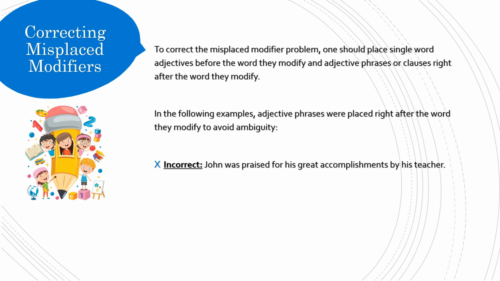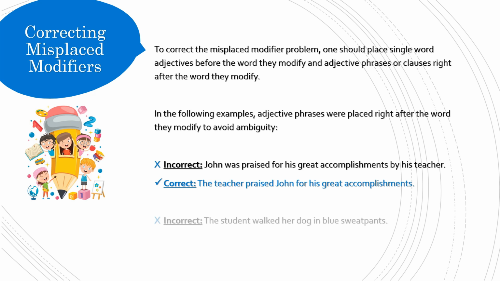Incorrect. John was praised for his great accomplishments by his teacher. Correct. The teacher praised John for his great accomplishments. Incorrect. The student walked her dog in blue sweatpants. Correct. The student in blue sweatpants walked her dog.